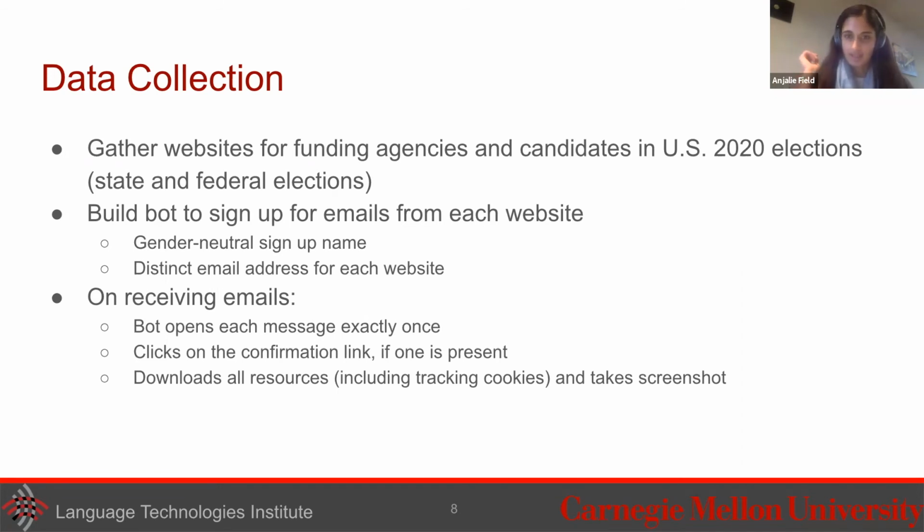So for each place they signed up, they created a new email account. Then they also built a bot to actually open and deal with receiving these emails. Once an email is received, the bot opens each message exactly once. If there's a confirmation link in the message, it clicks on it. And then it downloads all resources, including things like tracking cookies, and takes a screenshot of the message.